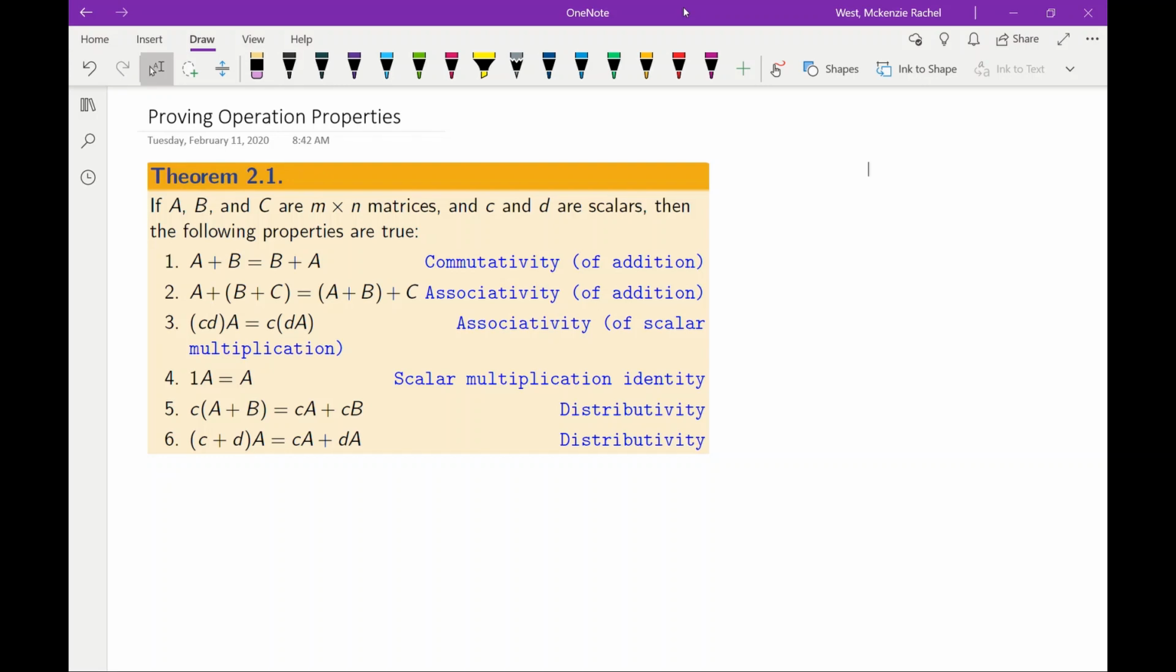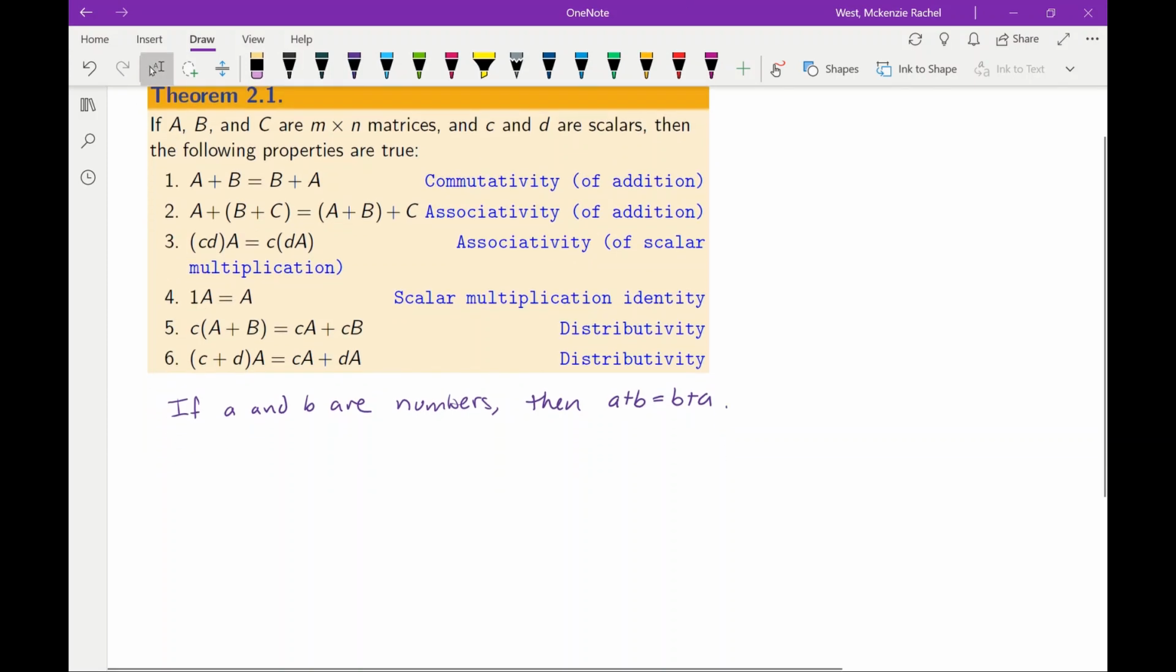And a lot of this looks very obvious. We know all of these facts when it comes to real numbers. We know, for example, that if a and b are numbers, then a plus b equals b plus a. Alright. But matrices aren't numbers. Matrices contain a lot of numbers, but we still need to make sure that all of these properties are true.